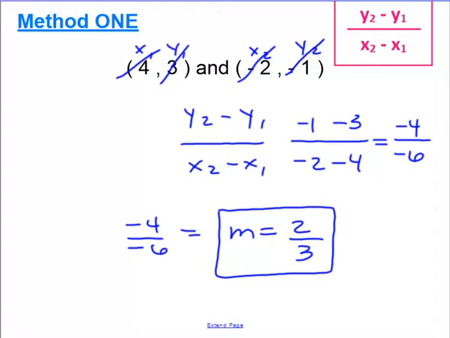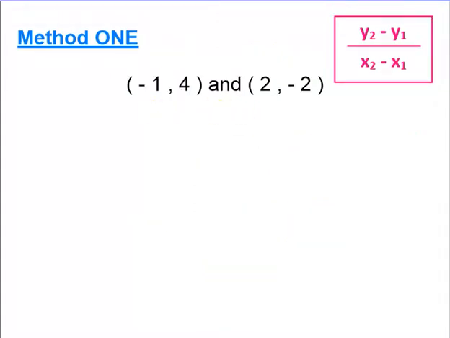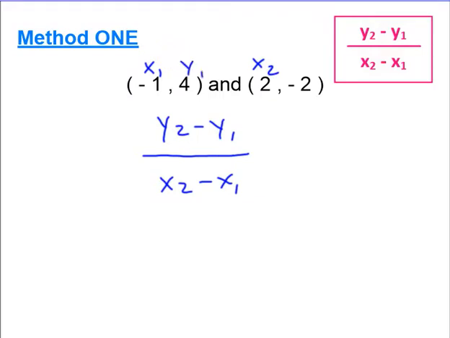All right, let's take a look at another one. So we'll start off by writing our formula, y2 minus y1 over x2 minus x1. And by the way, this is a formula that you will have to memorize, and the best way to memorize it is to write it at the beginning of every problem. So I'm going to label my x1 and my x2, my y1 and my y2.